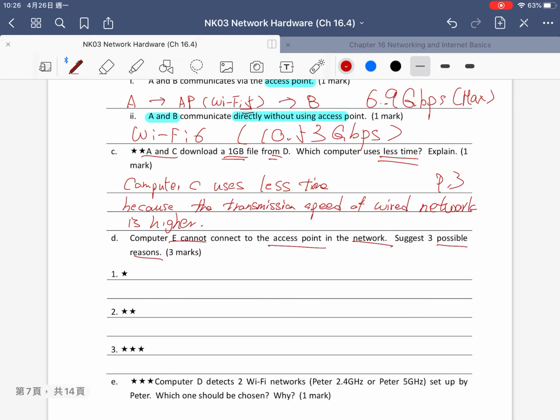Okay, we have discussed it. First of all, E is too far away from the access point, so it cannot connect to the Wi-Fi network. E does not have the encryption key to connect to the Wi-Fi network, or maybe you can say the password. And the last one is there are too many users in the access point, so it is more than the maximum limit of the user, so E cannot connect to the access point.